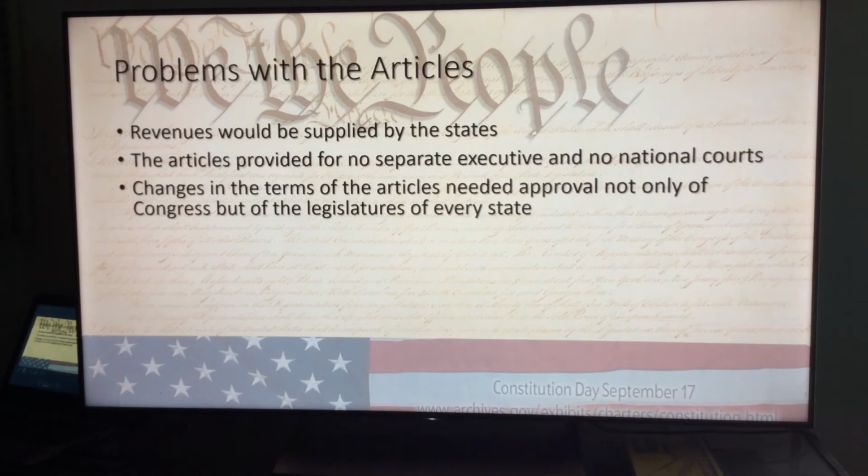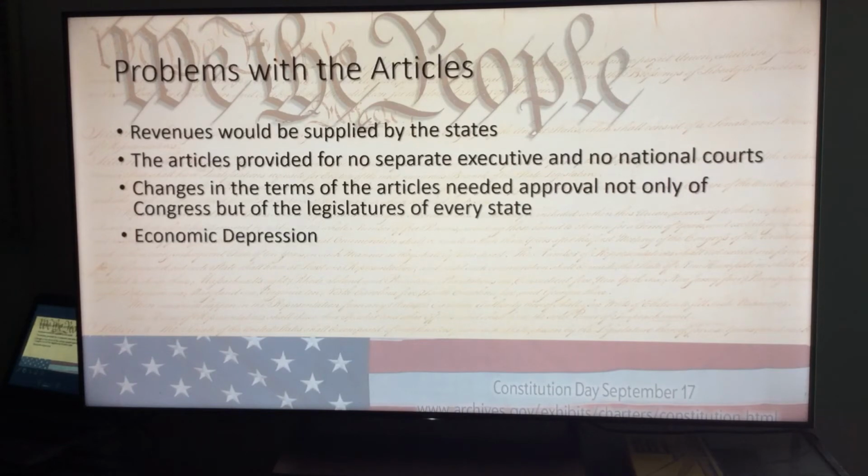Changes in terms of the articles need approval not only of Congress but of the legislatures of every state. You had to get all states to agree to change anything in the Articles of Confederation. I don't know about you, but my wife and I can't decide on where to go to dinner half the time. So can you get 13 states when we originally started to agree on things?